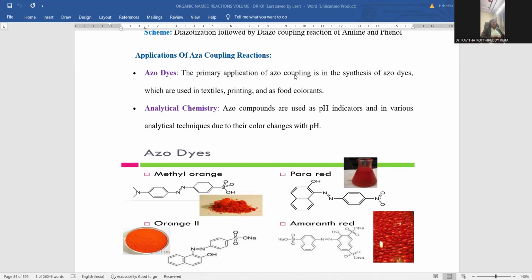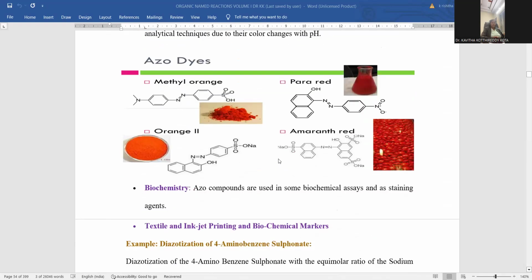Azo dyes: the primary application of the azo coupling reaction is azo dyes. They are coloring matter in the textile industry, like fabrics and clothing, and even in printers. The cartridge ink used for printing is also provided with these azo dyes. Even food colorants are made by these azo dyes. In analytical chemistry, azo compounds are used as pH indicators. They are able to change color by changing the pH. That's why pH indication is done by these analytical molecules, the azo dyes, so that as analytical tools they diagnose the pH of the medium, either acidic, basic, or neutral. That nature you can analyze, right?